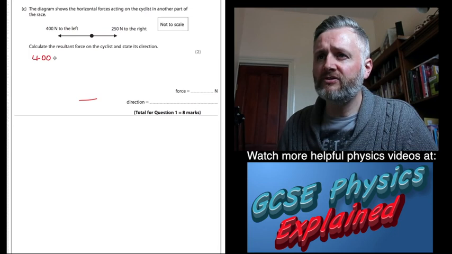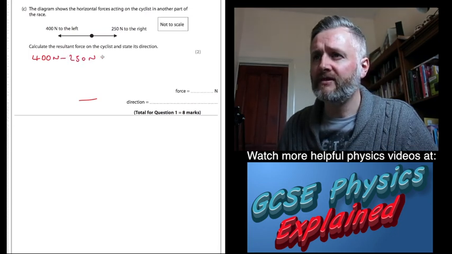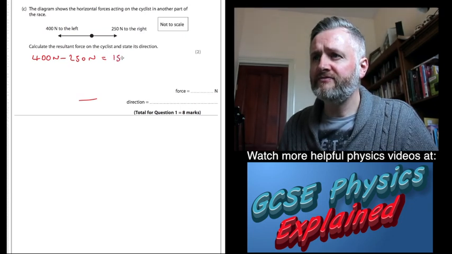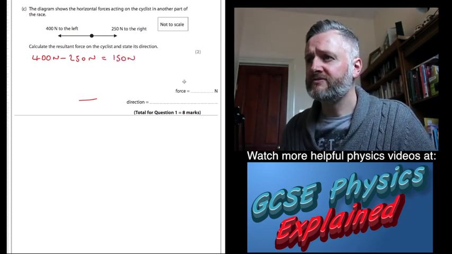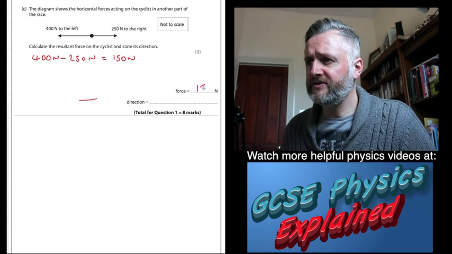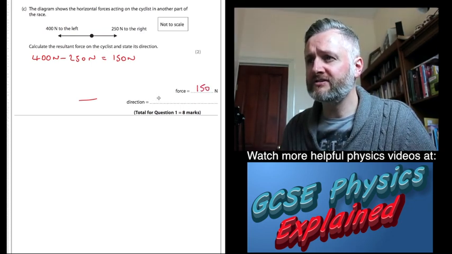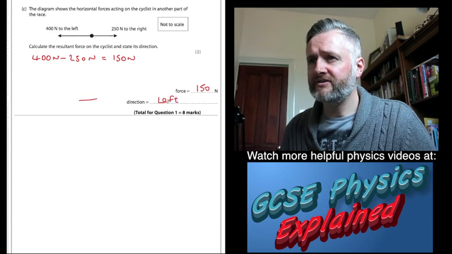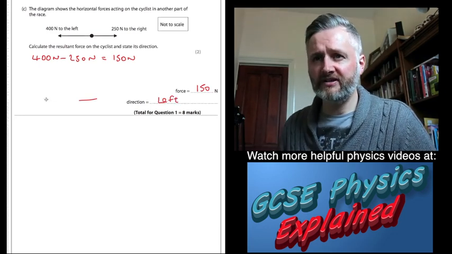And how much are they going to win by? Well, 400 take away 250 is 150 newtons. So the force is 150 newtons and the direction is to the left. Size, direction. So that's a vector. Force is a vector.